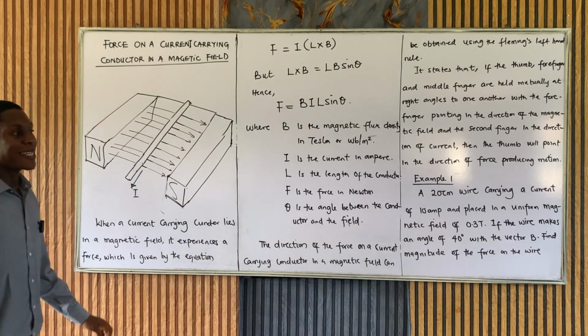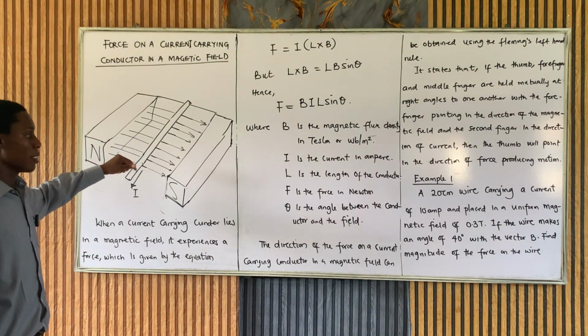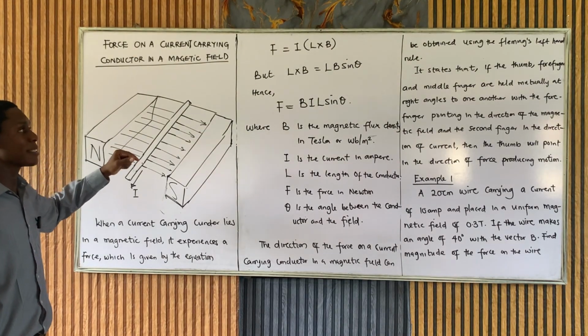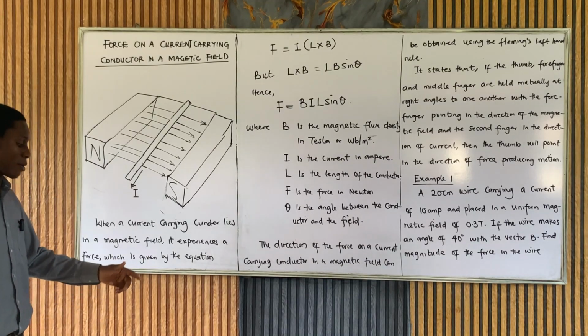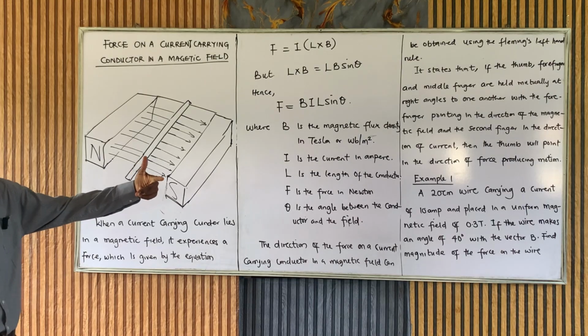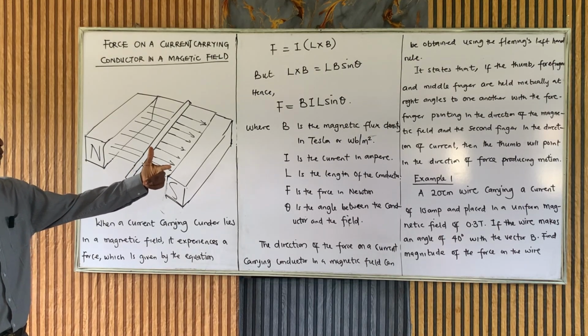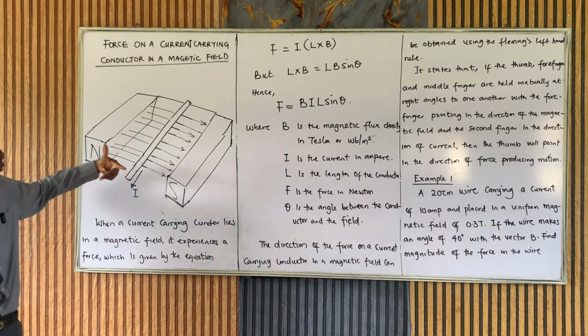The direction of motion of this conductor, the direction of the force, can be determined using Fleming's left-hand rule. And this is Fleming's left-hand rule: if we have our thumb, the forefinger, and the middle finger held out at 90 degrees to one another, and the forefinger pointing in the direction of the field, this is what we're trying to say.